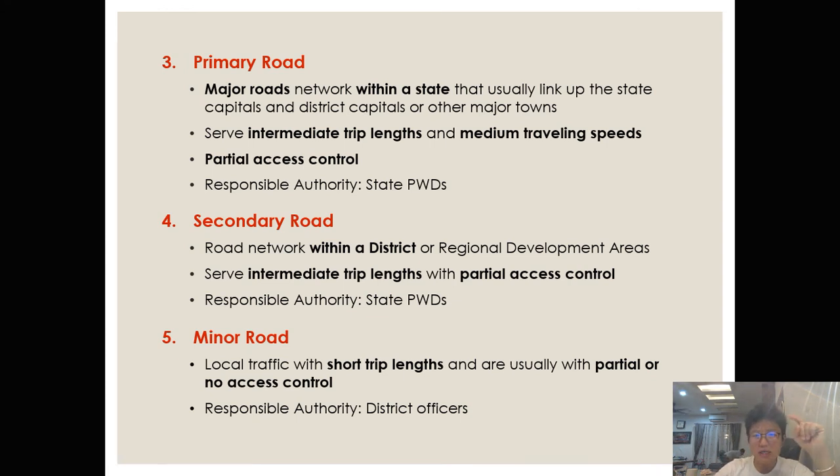Then you look at number 4, secondary road, district to regional development areas, intermediate trip lengths. Who is in charge again? JKR again. Okay, and finally the minor roads. These are local traffic, short trip lengths, partial or no access control. And who are involved? Who are in charge of these? District officers. District officers majlis.